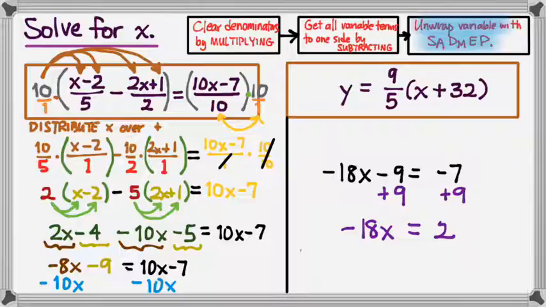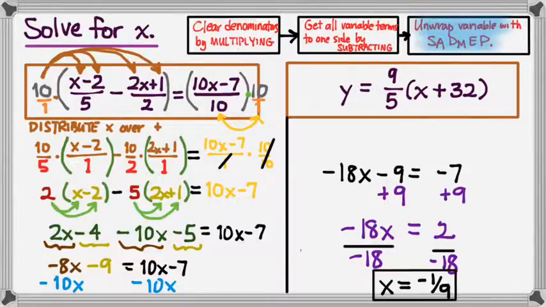And finally, how do I get that x by itself? Divide by negative 18. And then reduce that fraction that we get. x is negative 2 over negative 18. What's a better way to write that fraction? Negative 1 over 9. Yeah, don't forget the 9 should be in the denominator, with this x equals negative 1/9.